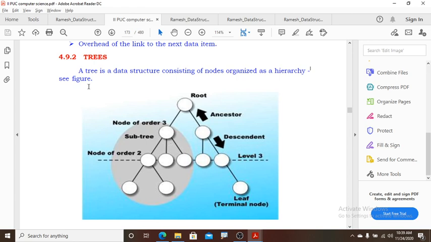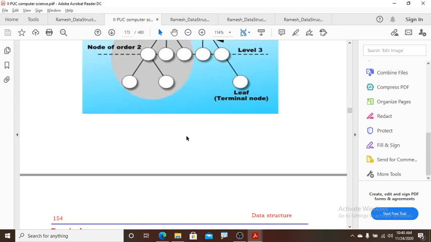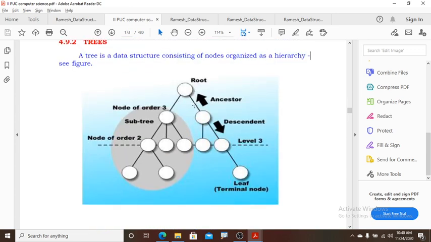So what is a tree? If they ask you to write one diagram and explain a tree, write like this. They may also ask what a root node is. The topmost node in the tree is called the root node.